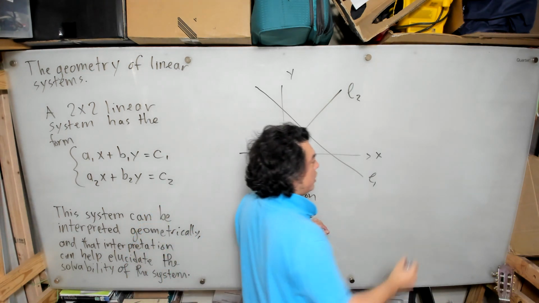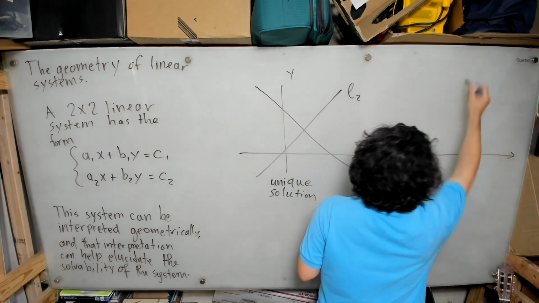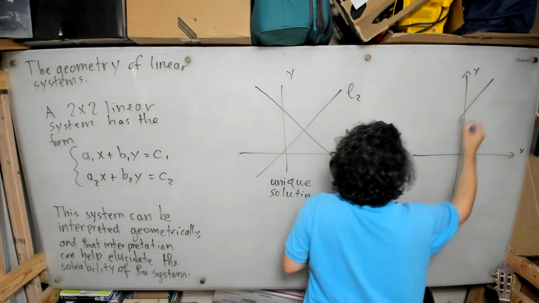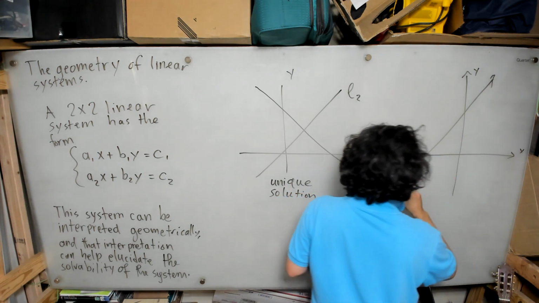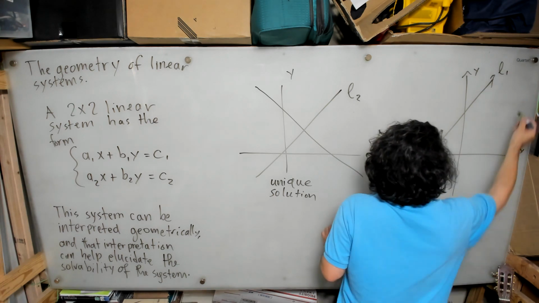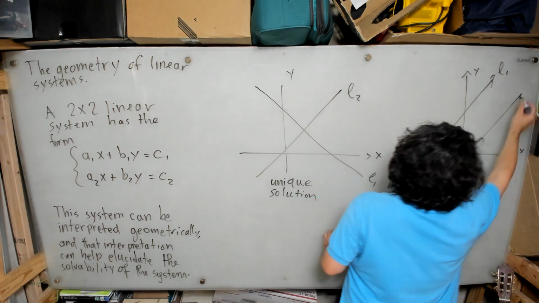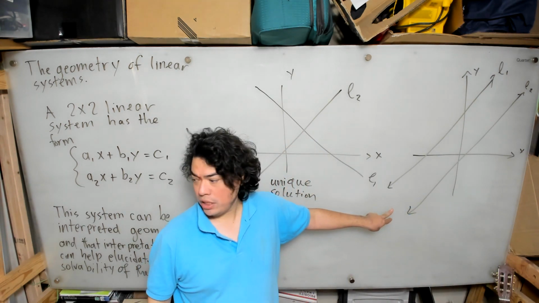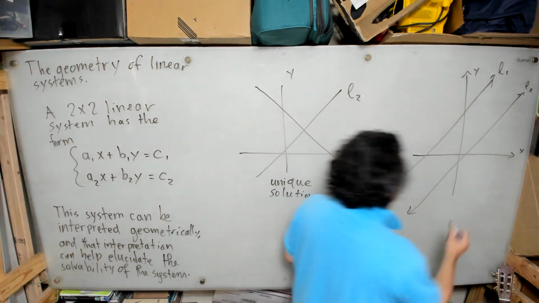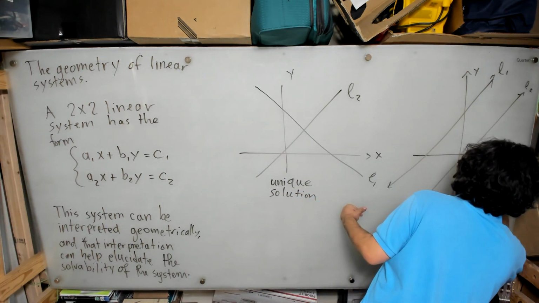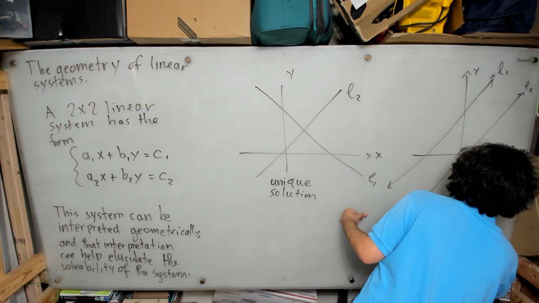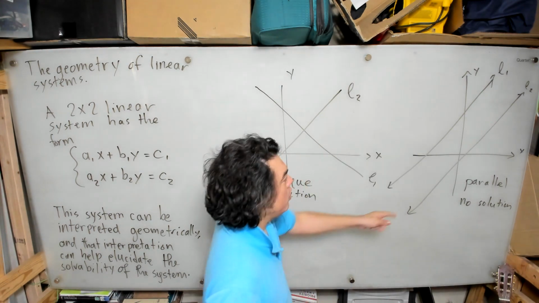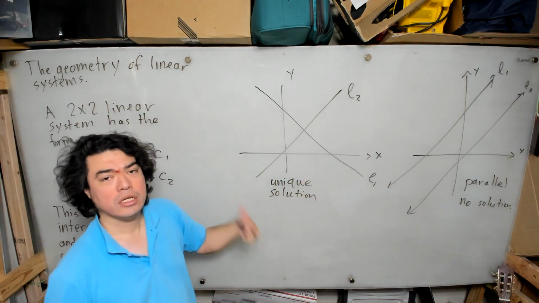There is also the possibility, let's say this is my xy axis, that L1 is like this, and that L2 is like this. That would be no solution in the case when the two lines are parallel. Right? And of course, we remember parallel means same slope.